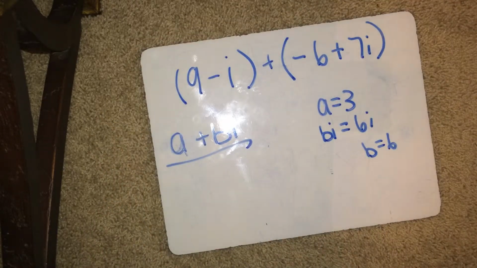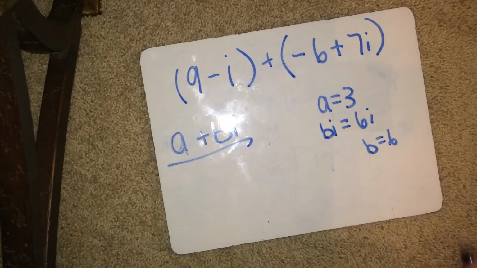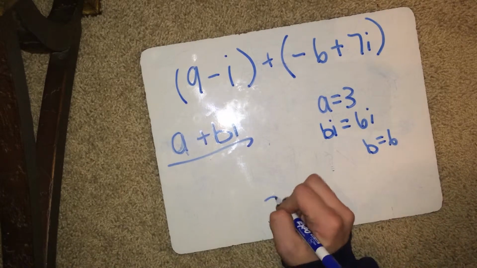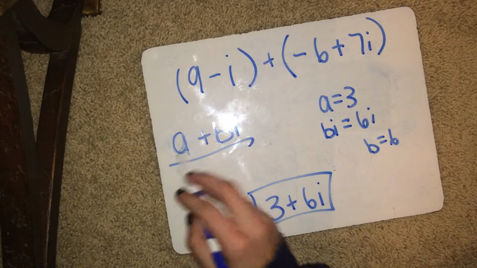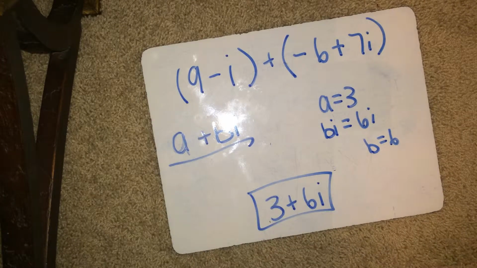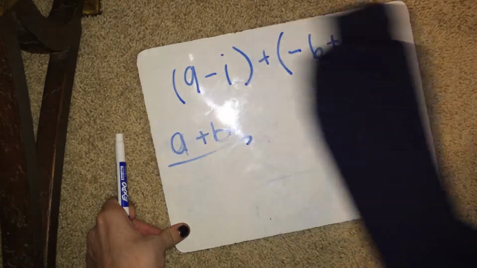So with that, our answer to this problem would be 3 plus 6i, because that would be in the standard form a plus bi. That would be the final answer, because you've already combined all the like terms that you can. So that was an addition problem.